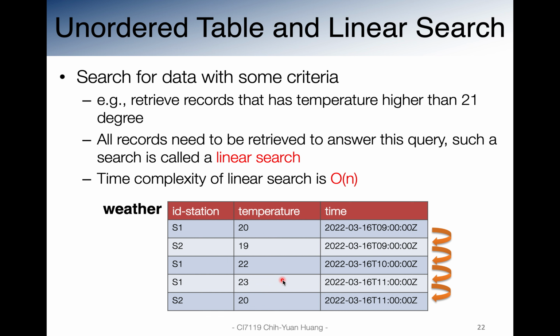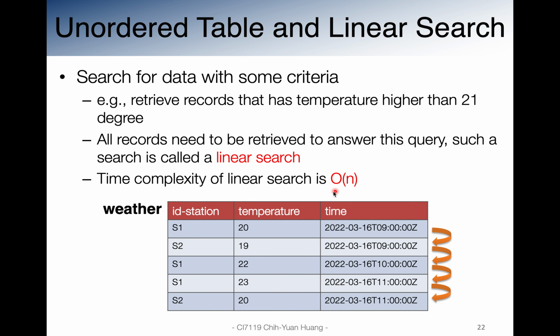And this type of search is called the linear search. So here is one way to represent the performance of this query. As you can see, here is what we call the big O notation.